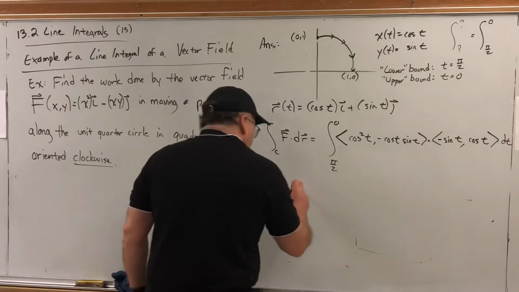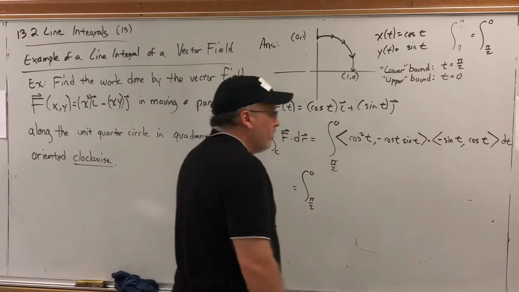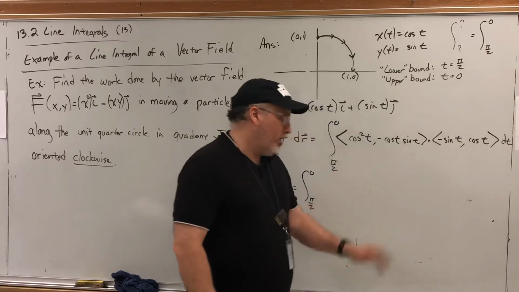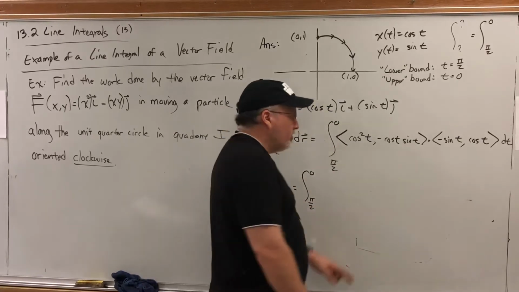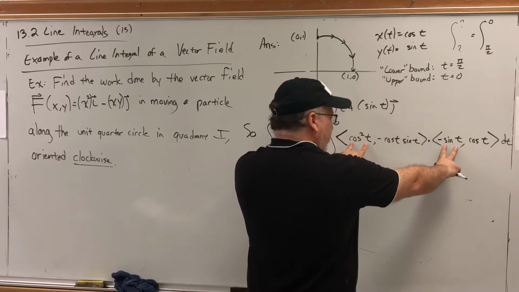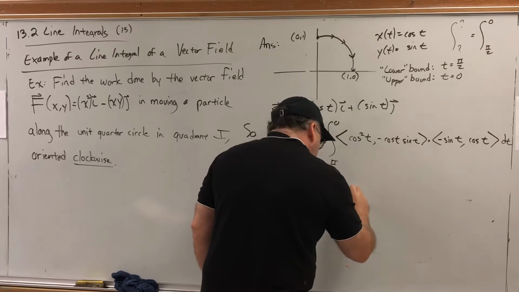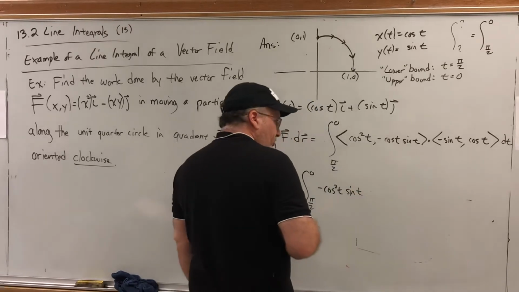Okay, now for the dot product. Still going from pi over 2 to 0. For the dot product, it's just the sum of the product of the corresponding components. So we start by multiplying these two, and we would get negative cosine squared t sine t. Pretty easy to integrate with the substitution.